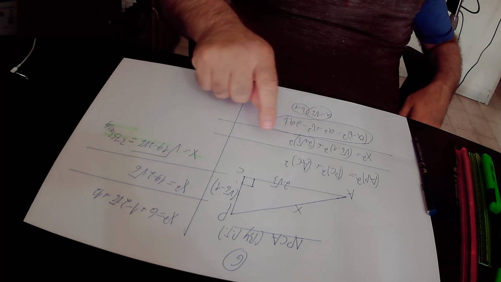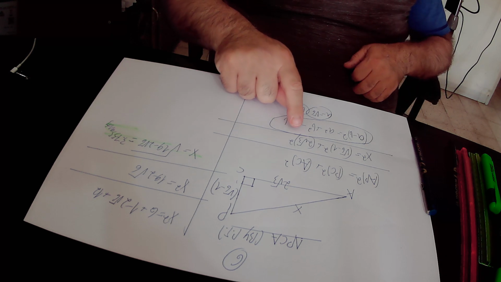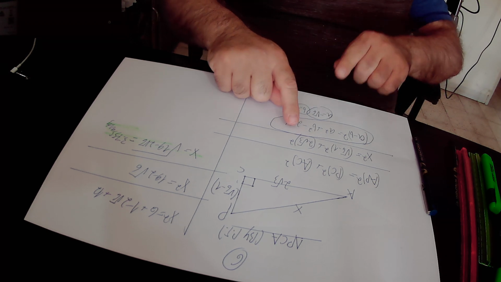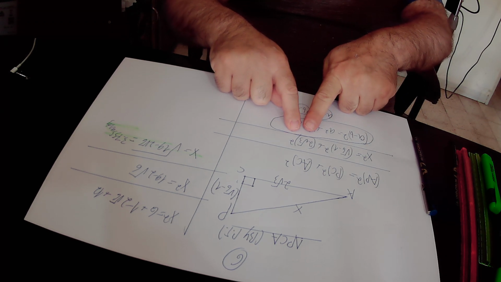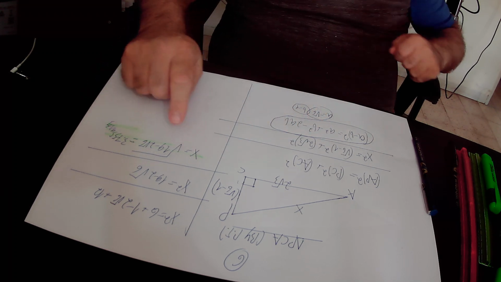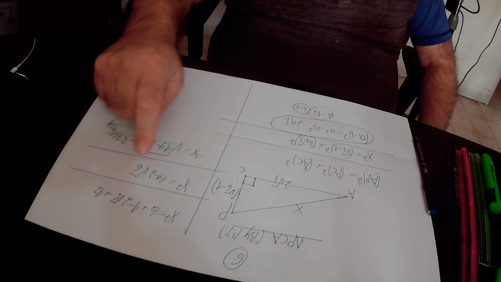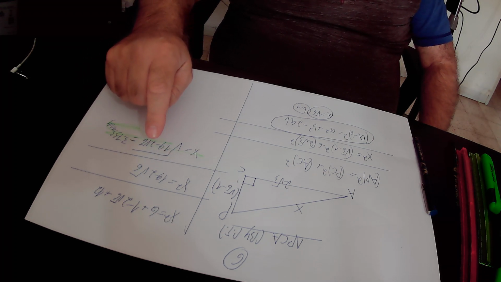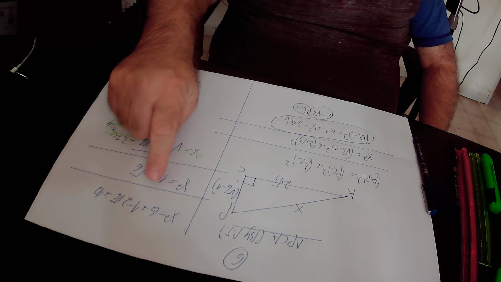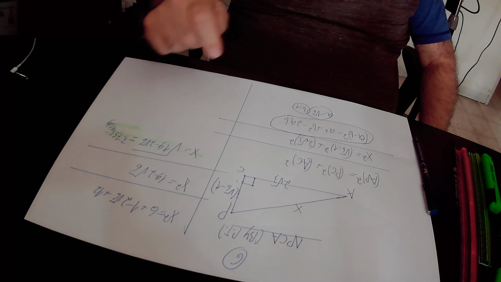Therefore, x squared equals 6 plus 1 minus 2 times square root of 6, plus 2 times square root of 3 squared. 2 times square root of 3 squared equals 2 squared, that is 4, times square root of 3 squared, that is 3. 4 times 3 is 12. So x squared equals 6 plus 1, that is 7, and 7 plus 12 is 19. So x squared equals 19 minus 2 times square root of 6 units.